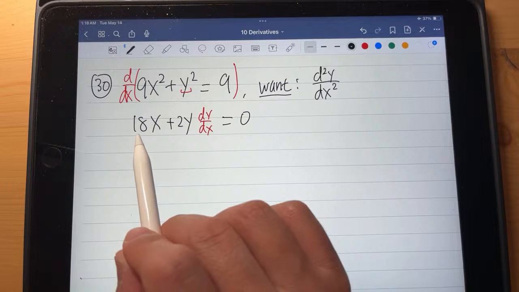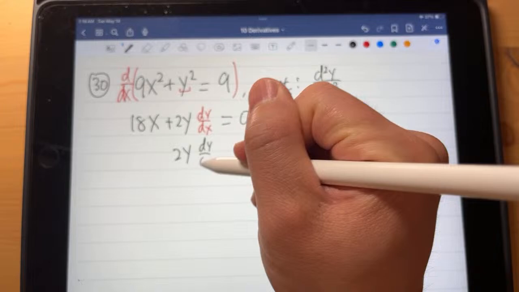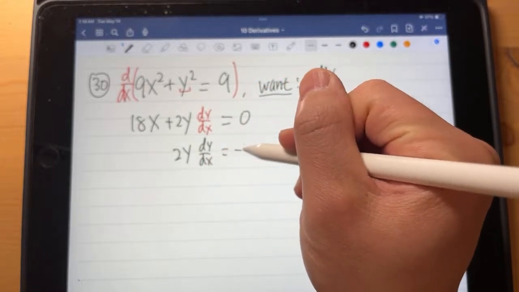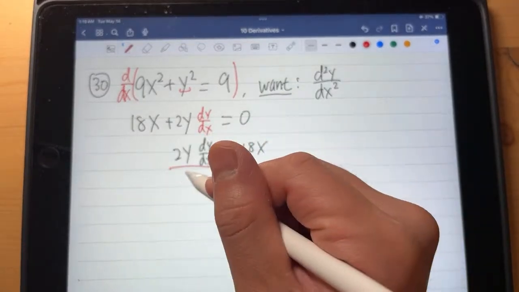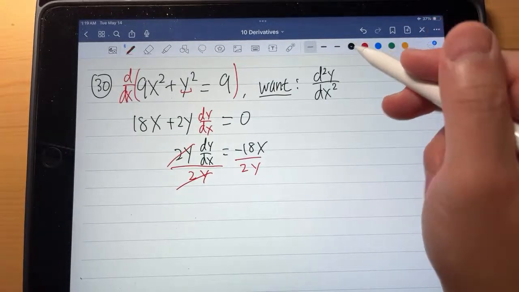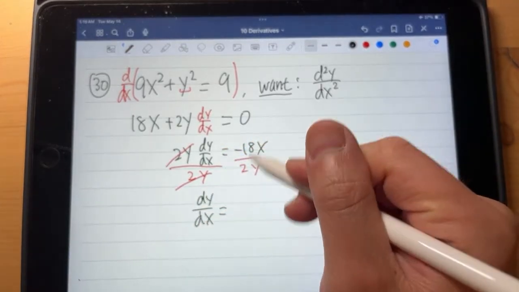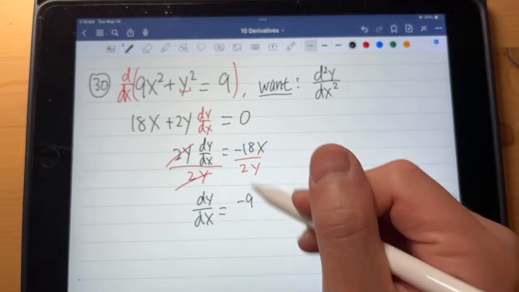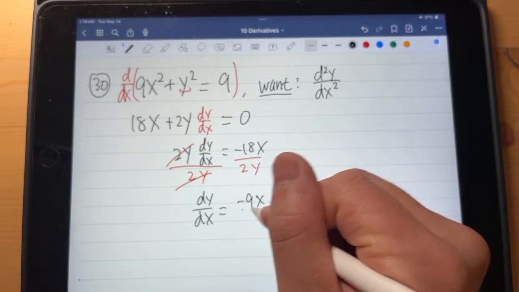Then move the 18x to the other side. We have 2y dy/dx equal to negative 18x. And then right here, let's divide 2y on both sides. So we are getting dy/dx equal to negative 9x over y.